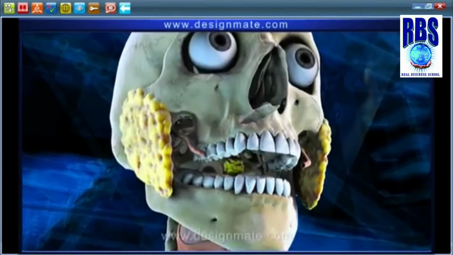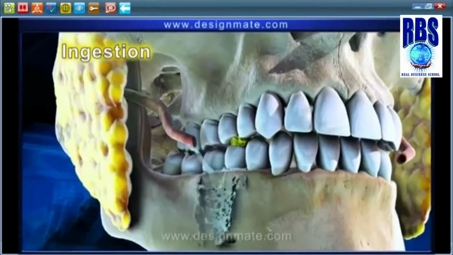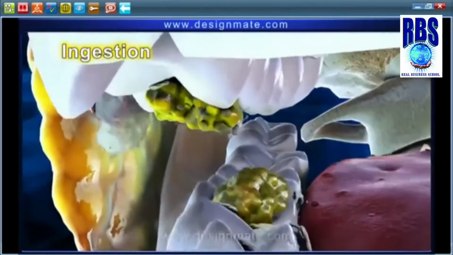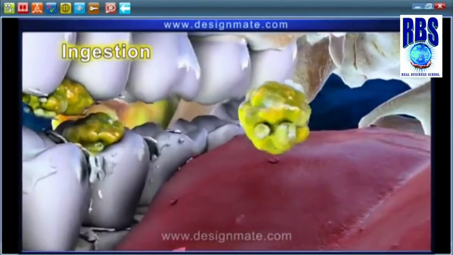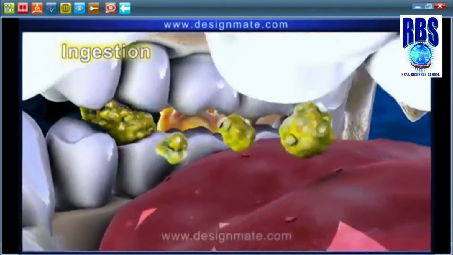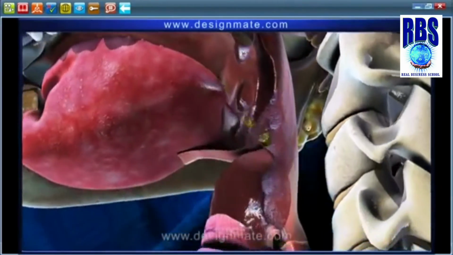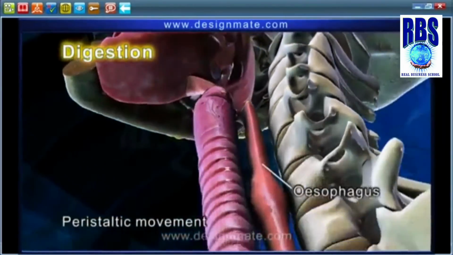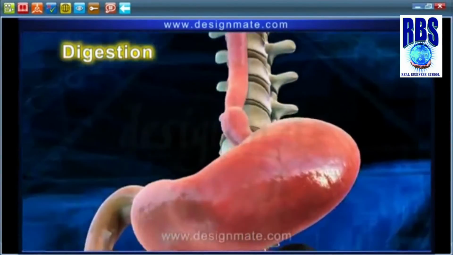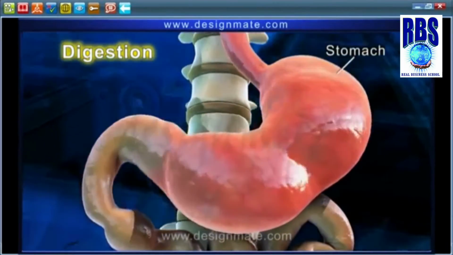When we eat food, it enters the mouth and is called ingestion. The food consists of various components, some of which are broken down by saliva into smaller particles called bolus. This bolus then enters the esophagus by peristaltic movement and then reaches a sac-like muscular bag known as the stomach.